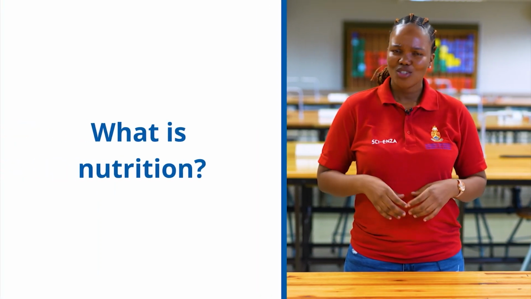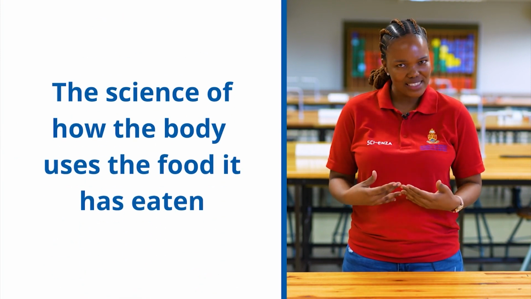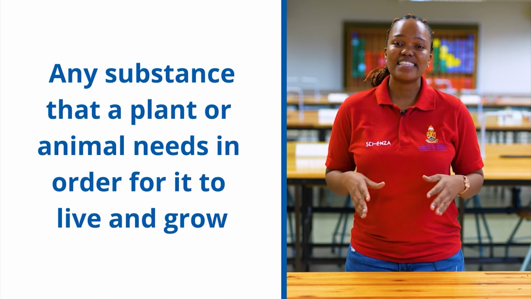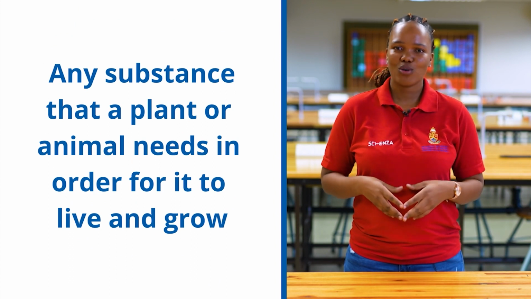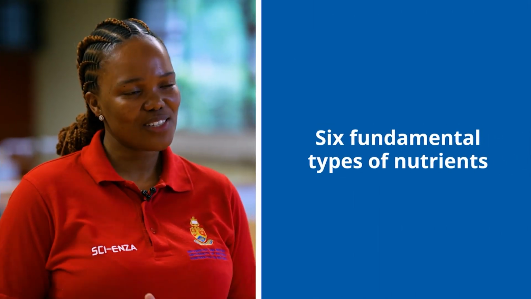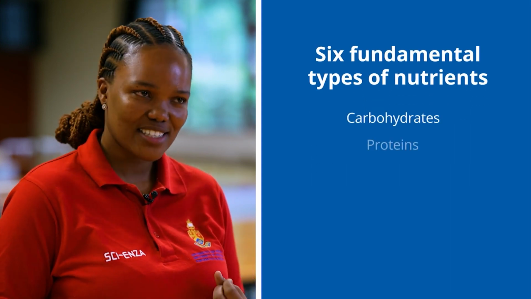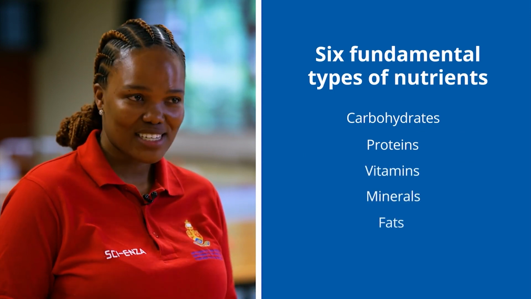to talk about starch. So first I will begin talking about nutrition. So what is nutrition? Nutrition is the science of how the body uses the food that you have eaten. And what are nutrients? A nutrient is any substance that a plant or animal needs in order to live or to grow. We have 6 fundamental types of nutrients. We have carbohydrates, proteins, vitamins, minerals, fats, and water.